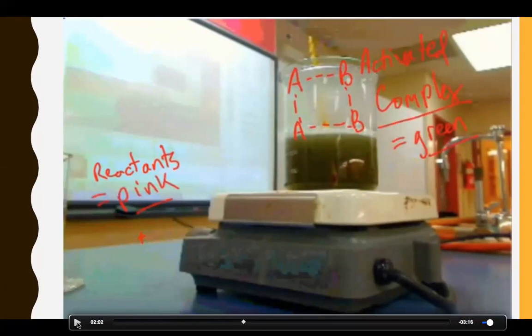Okay. So the activated complex in this reaction appears green. So it's some kind of weird in between the reactants and products.